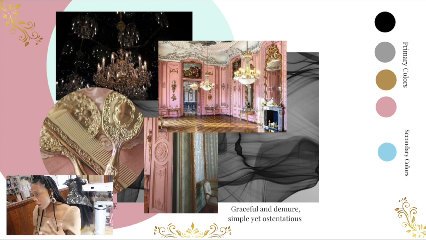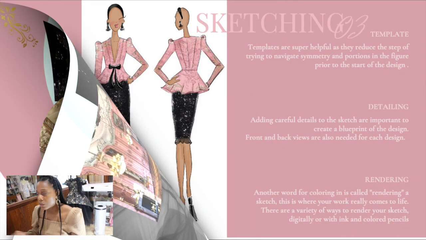I took out some keywords that were going to reflect what the collection was about, which is elegance, graceful, demure, simple yet ostentatious. So it was going to be very simple skirts and jackets, but it was also going to be a little bit ostentatious, meaning that the fabrics that I was going to use were going to be a little bit more bold than you may see in everyday suit jackets or skirts.